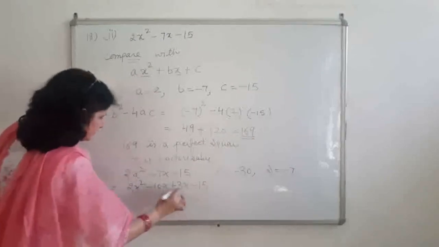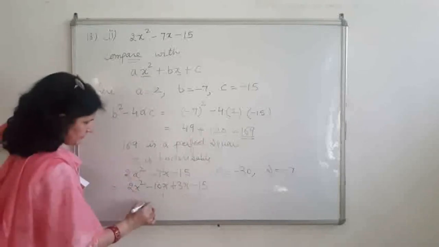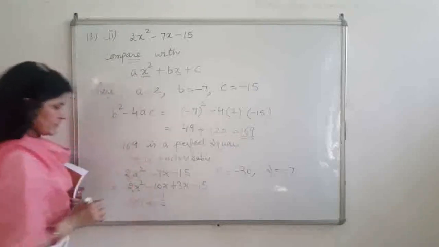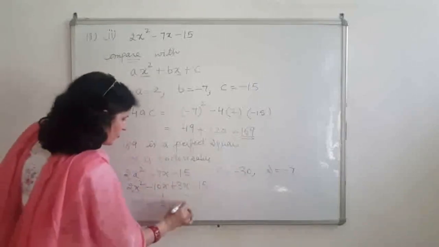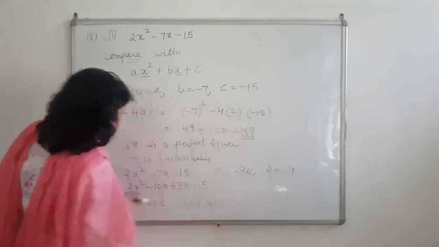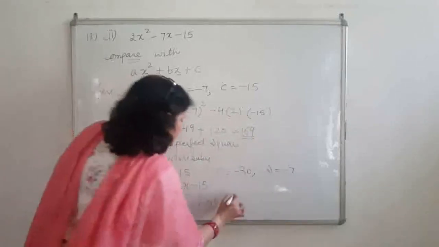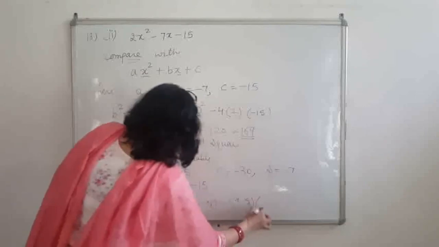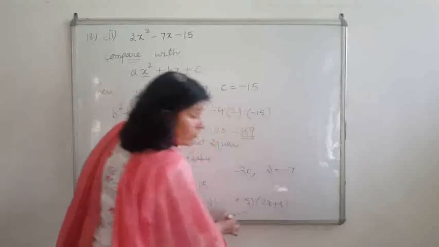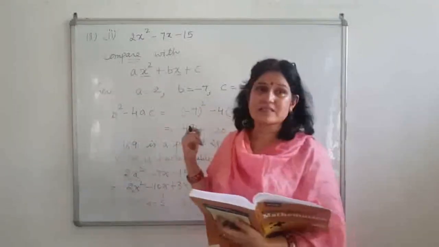We make groups. First group, 2x is common: 2x into x minus 5, since 2 fives are 10. From here 3 is common: x minus 5. So our factors are, from here what further common can you take? x minus 5, and another factor is 2x plus 3. This is your answer. So try the remaining sums of this exercise by the same method.